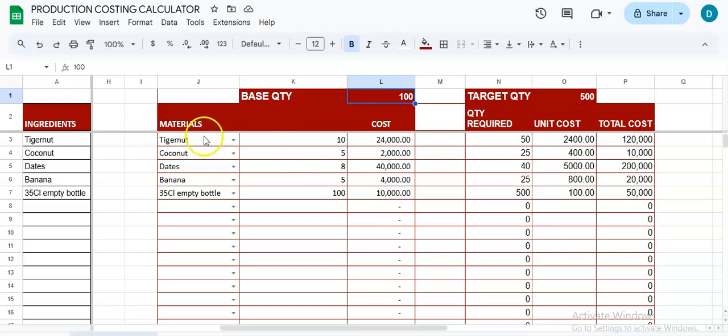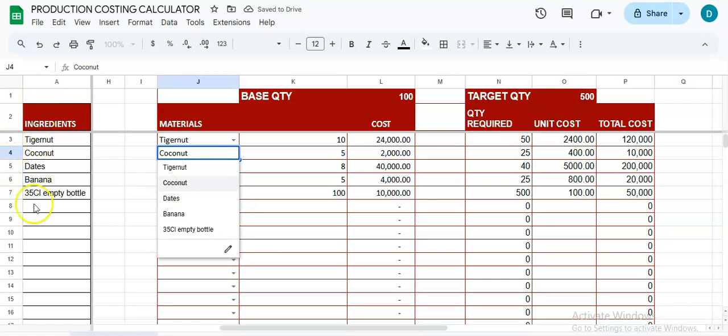So to produce it, let me delete this so that you see how we got this. So you come here and select the material. Okay, I need tiger nut. So for me to make 100, I need tiger nut 10. Something like that. Look at it. So you select again.